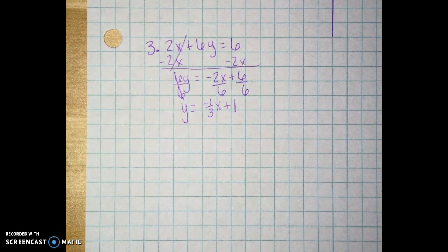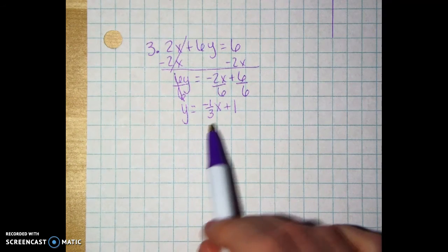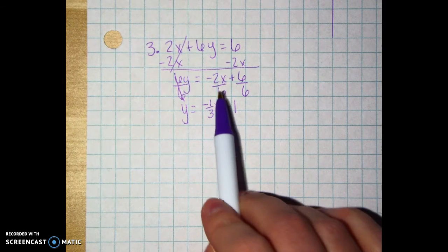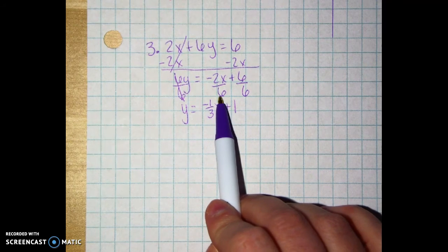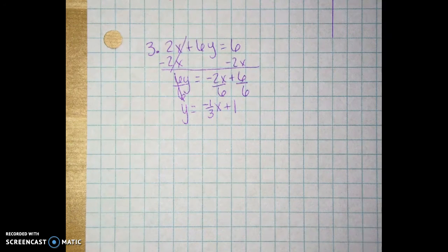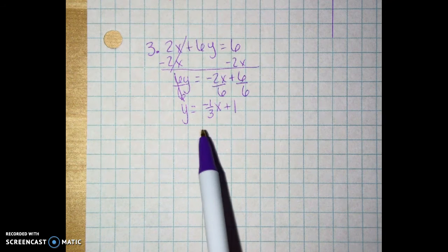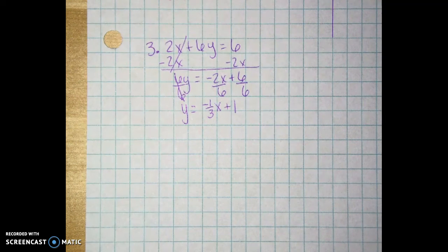If you are not sure how to reduce that fraction, all you have to do is type into your calculator, -2 divided by 6, enter, you'll get a decimal, hit math, enter, enter. And then it will give you the reduced fraction. But now I have it in slope-intercept form, so I can go ahead and graph it.